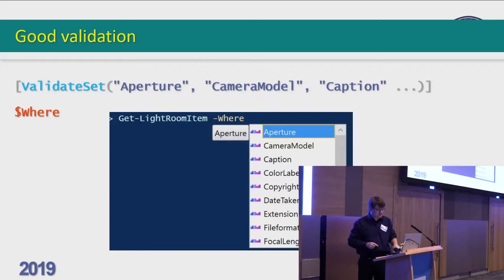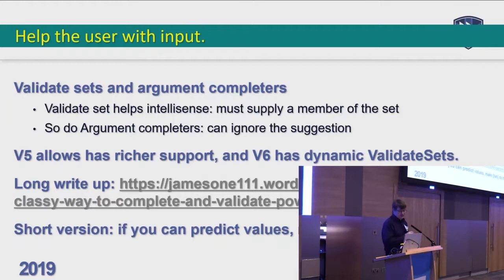As well as that, I mentioned this article, if you made a note of my blog, I changed the ILL of O'Neill to 111, so I'm james111.wordpress.com, and it's the topmost article at the moment. I've got some stuff on the ins and outs of argument completers and validate sets. Because you can now do some really clever things by defining your own types to be the labels that you put in front of a parameter. Okay, that's the short version.